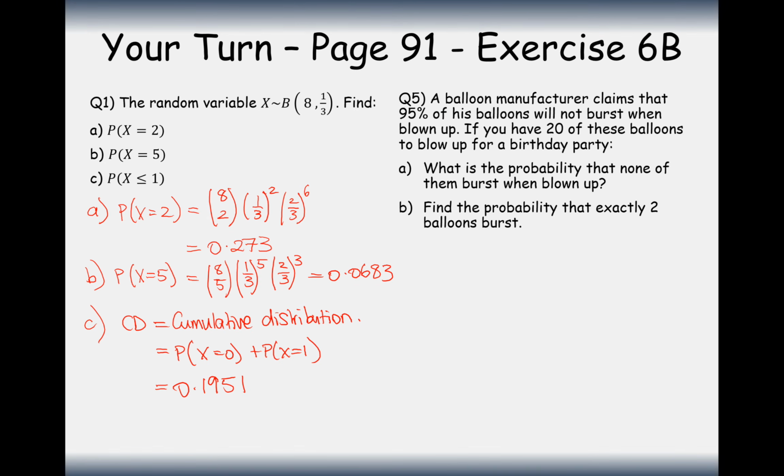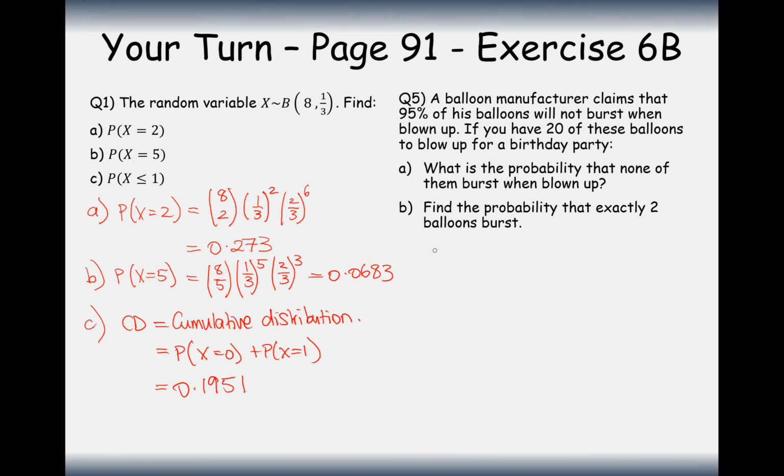So that's how we do question 1 here, and it's useful to know that we can do this on our calculator. For question 5 here, a balloon manufacturer claims that 95% of his balloons will not burst when blown up. If you have 20 of these balloons to blow up at a party, what is the probability that none of these balloons will burst? So 95% will not burst.